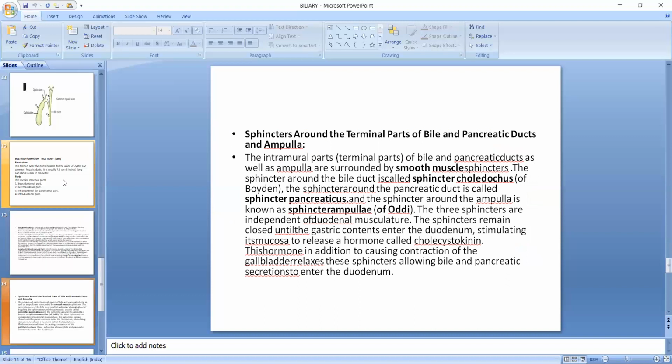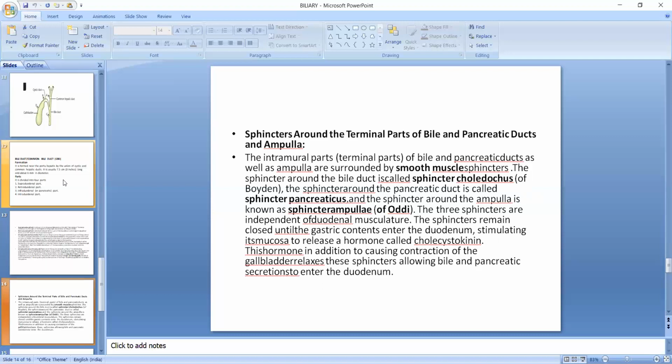Now we will discuss sphincters. That is the most important part of this topic. Around the terminal part of the bile and pancreatic ducts and ampulla, the intramural parts, it means the terminal parts of the bile and pancreatic ducts, as well as the ampulla, are surrounded by smooth muscle sphincters. The sphincter around the bile duct is called sphincter choledochus, the sphincter around the pancreatic duct is called sphincter pancreaticus, and the sphincter around the ampulla is called sphincter ampullae, or the sphincter of Oddi.